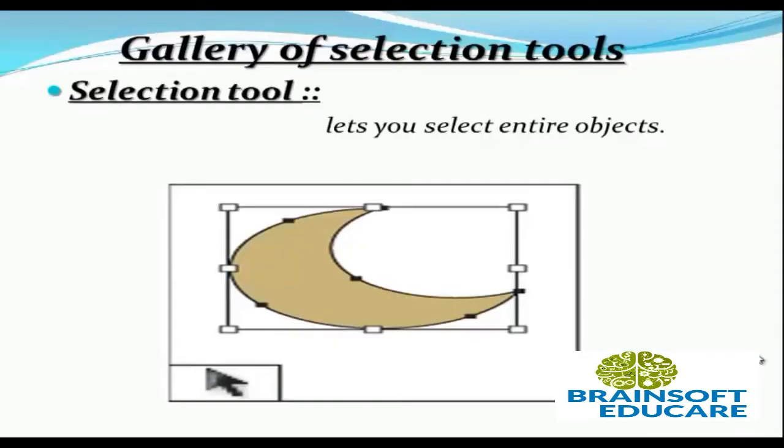First of all we see the selection tool. It is used for selecting an entire object. This is an example of the selection tool. Here the object is selected with the selection tool.